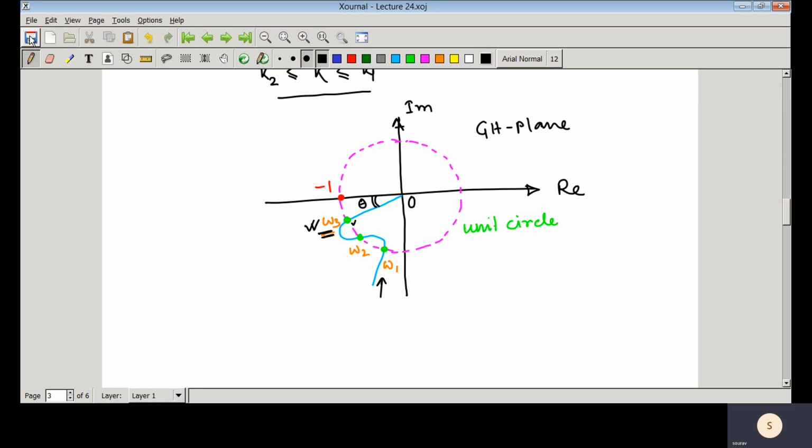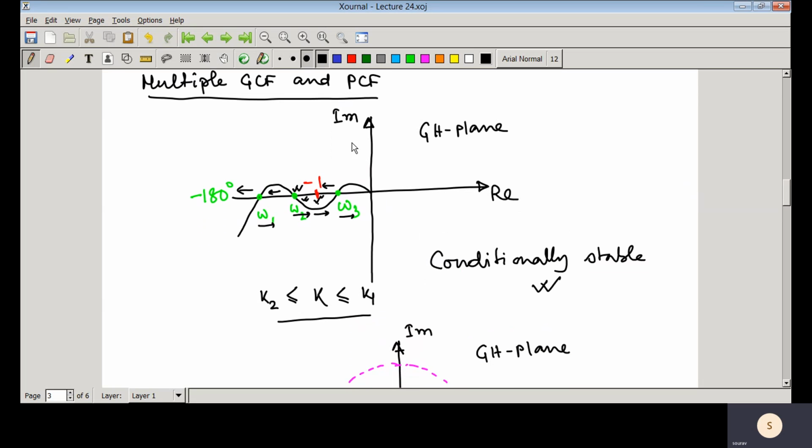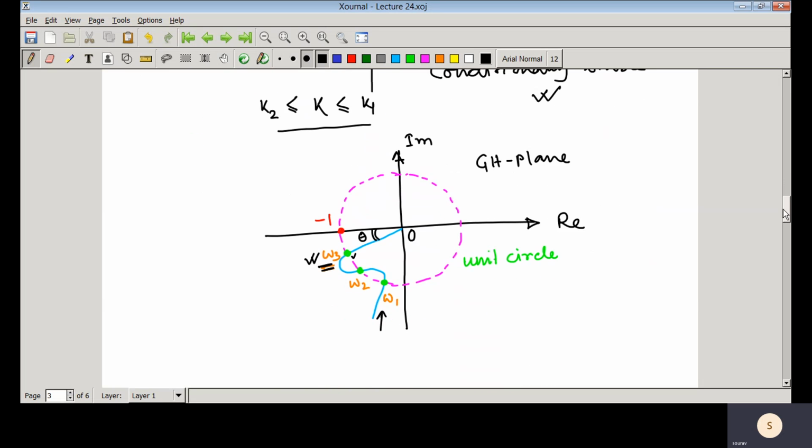So here we have discussed 2 things. Whenever you have multiple phase crossover frequencies, then this is a conditionally stable system, which means we can vary the gain only in some range. And whenever you have multiple gain crossover frequencies, we need to consider the frequency which is cutting the unit circle and is closest to the critical point. At that particular frequency we consider the phase margin, and it gives us the relative stability information.